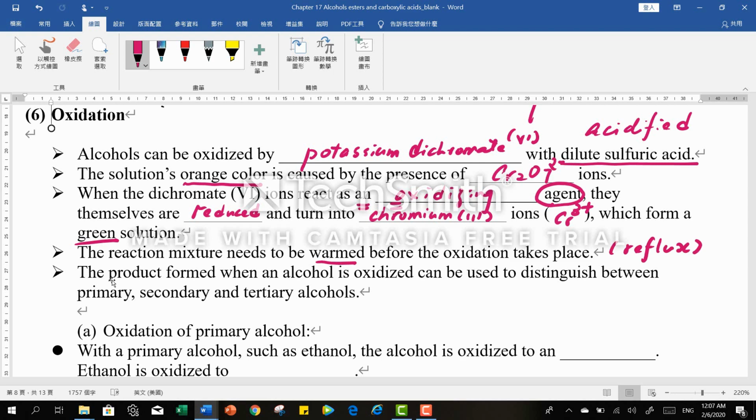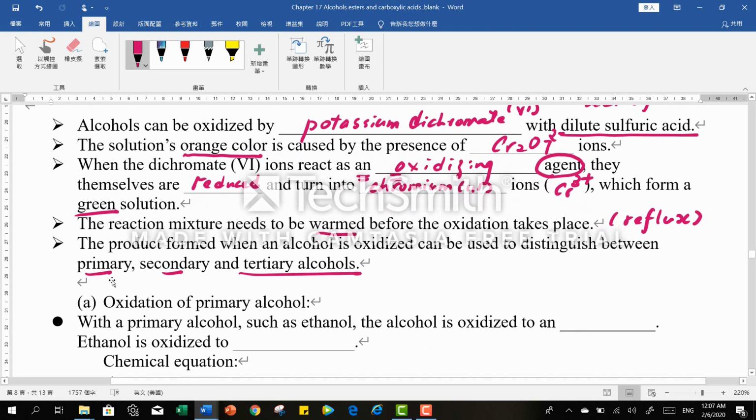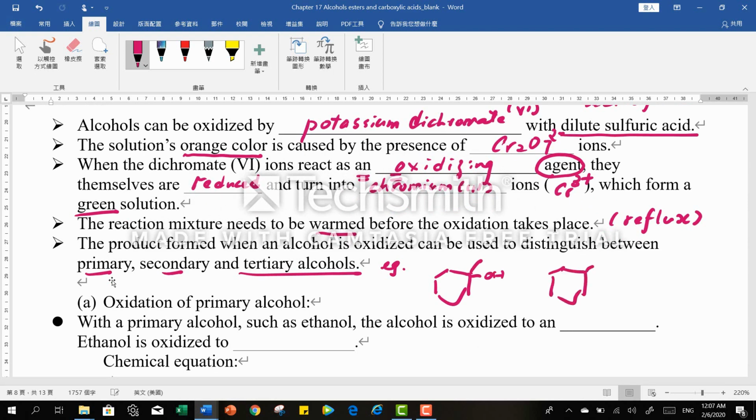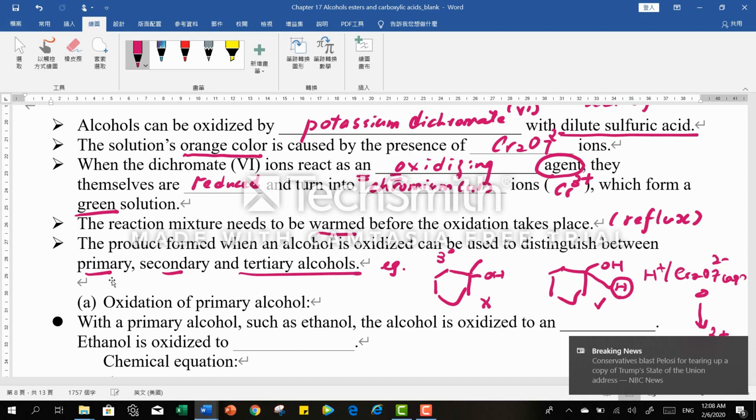The product formed where alcohol is oxidized can be used to distinguish between primary, secondary, and tertiary alcohols. Of course, this is what I just told you. For example, in the exam, if I ask you to distinguish this one and this one, then you can use acidified dichromate solution together with heat. For this one, since it's a tertiary alcohol, it doesn't have any reaction, so the orange solution will remain orange. But this one, since it's a secondary alcohol, it has an H, so it will be oxidized to ketone. At the same time, the dichromate will be reduced to chromium(III), and you will see a very obvious color change.